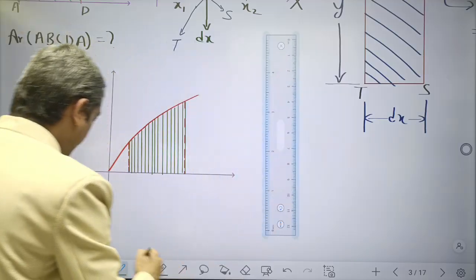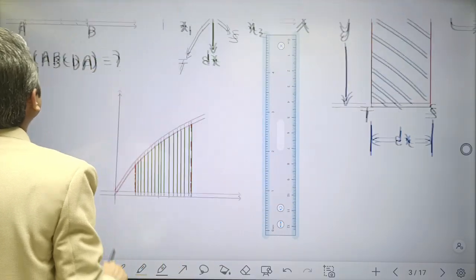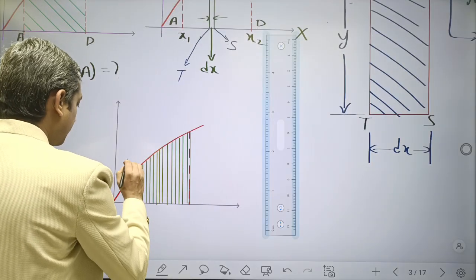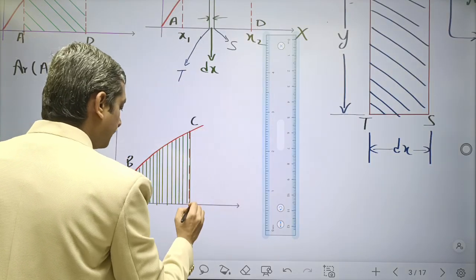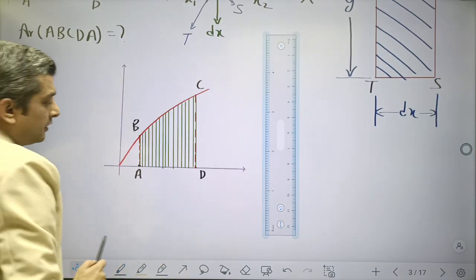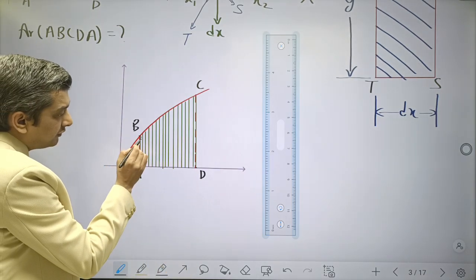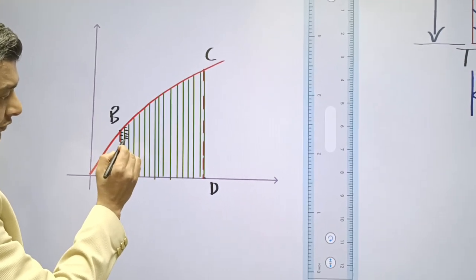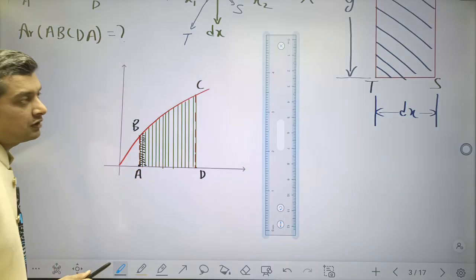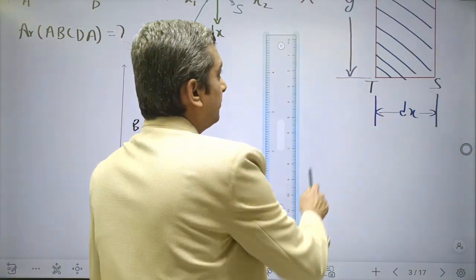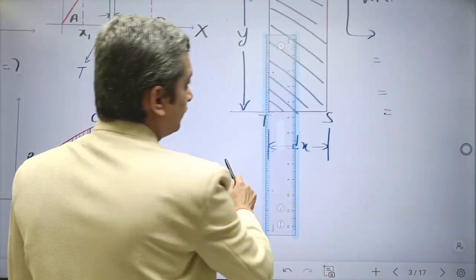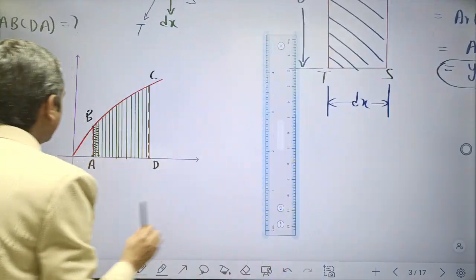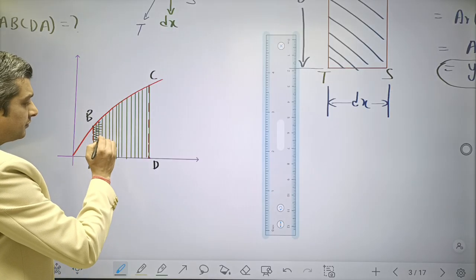So dear friends, if I wish to find this area, that is area ABCDA, this point is A, this is B, this is C, and this is D. So we find the area of these elementary strips, that is y dx. The area of this elementary strip is again y dx, because we have found that the area of the elementary strip becomes y dx. So remember, the area of an elementary strip is y dx.